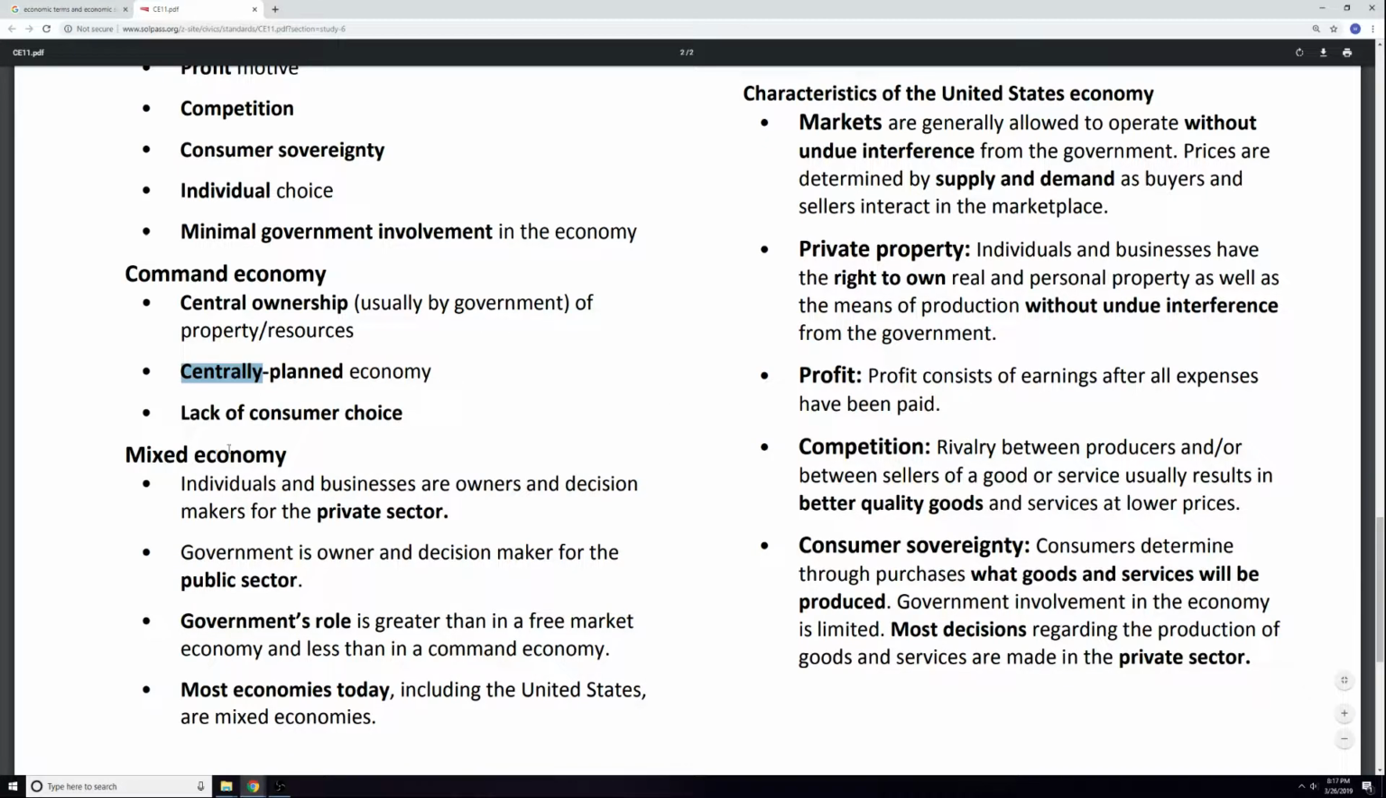The last thing here is a mixed economy. Now, most countries are mixed, and this is where you guys might make a mistake.